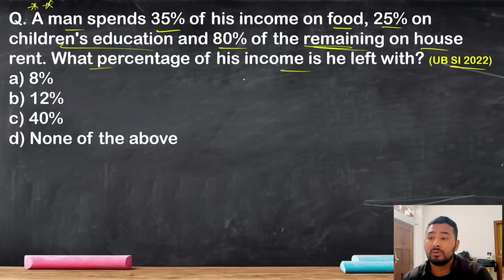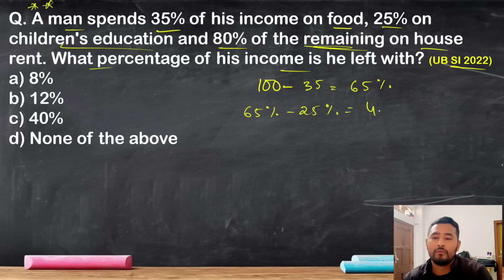Suppose his income was 100%, because I said the base is 100%. First of all, a man spends 35%, minus 35. The remaining will be how much? 65%, right? Now out of this 65% he has spent 25% on education. So how much will be remaining? 40%, right? 40%. Now, out of that 40% remaining, 80% on the house rent.